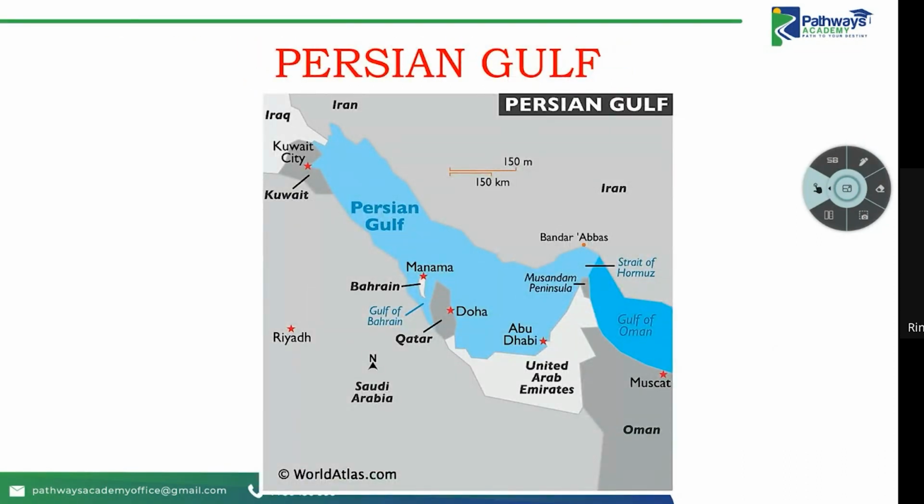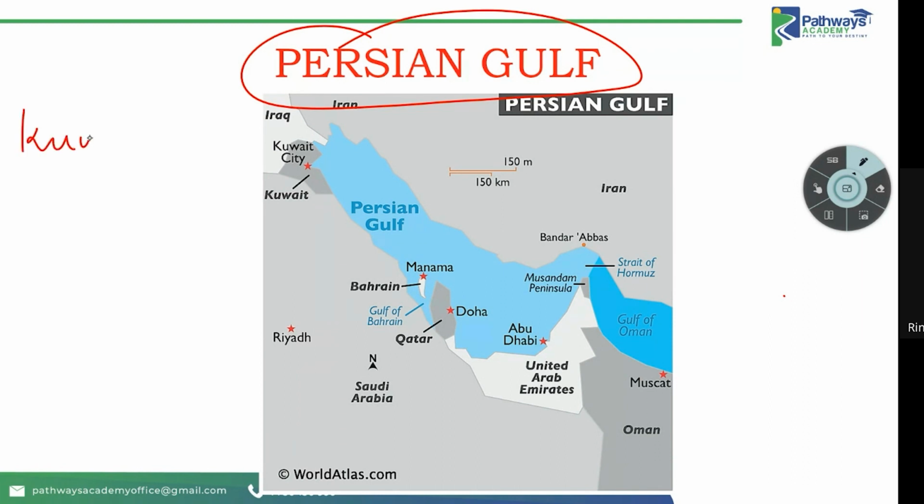Next is the Persian Gulf. What are the countries that come in the Persian Gulf region? The countries that encircle the Persian Gulf. It is easy to remember. We all know that most of the Malayalis are residing in Gulf nations. What are those Gulf nations?